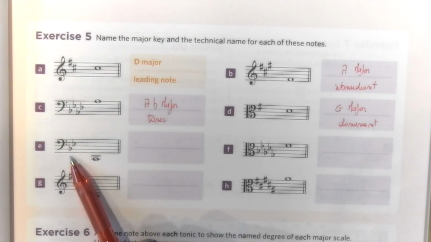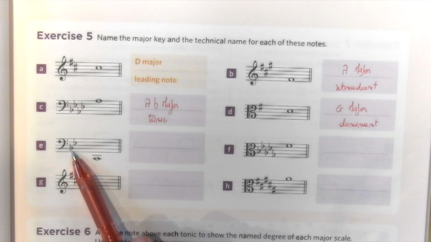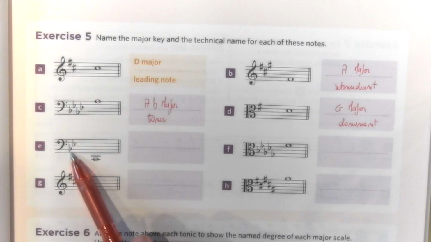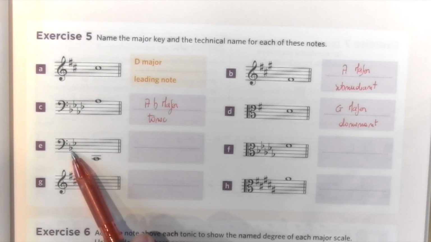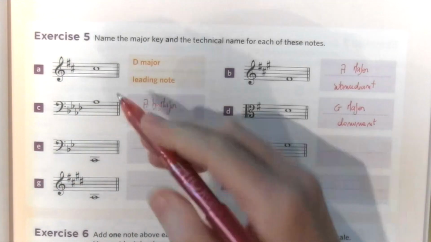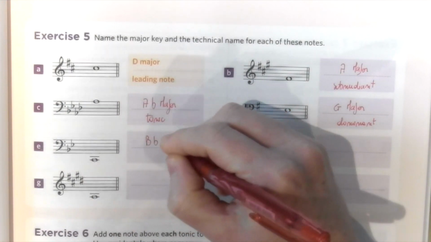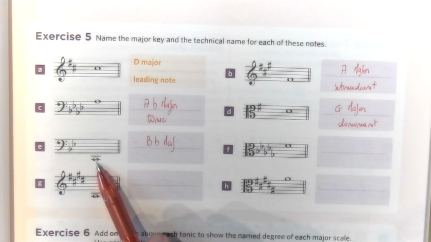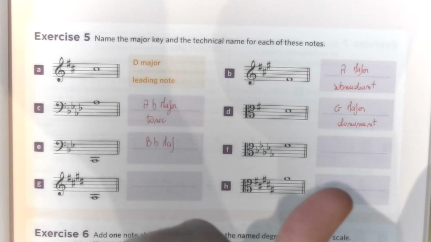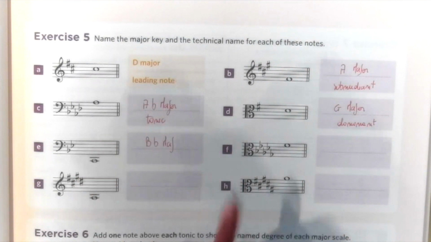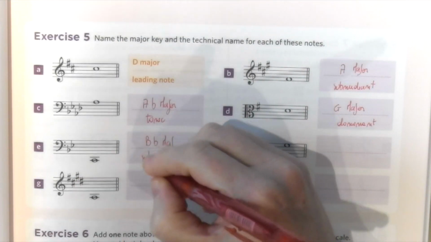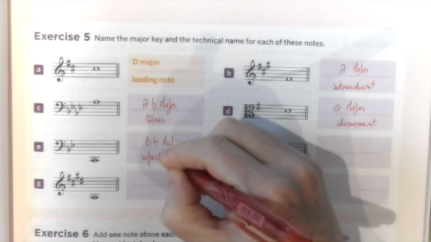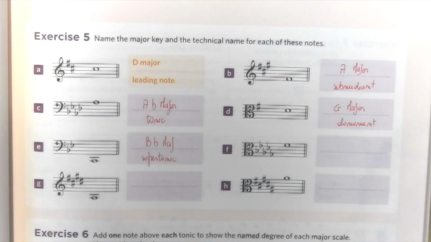The following example, 2 flats, okay. The major key with flats is given by the penultimate flat, so that's B, B flat major. And this note is Do, Si, so Si, Do. That's the 2nd degree and it's a supertonic, above the tonic. Let's move on.